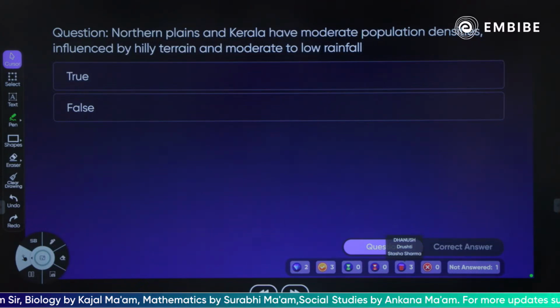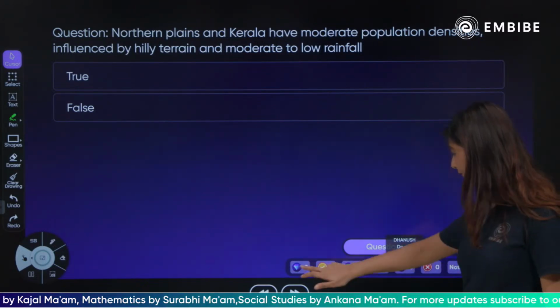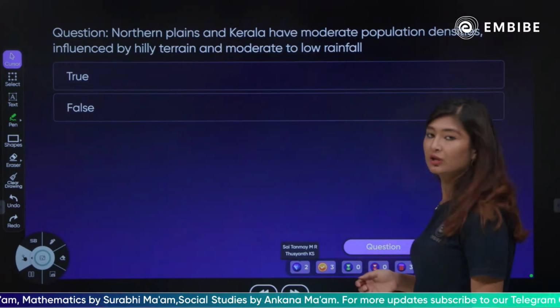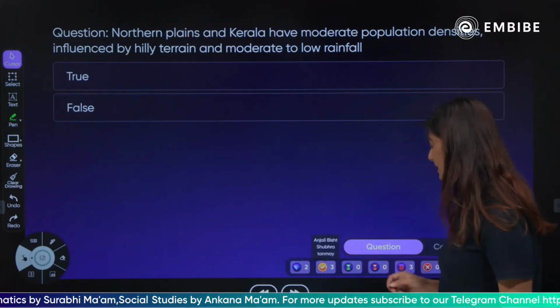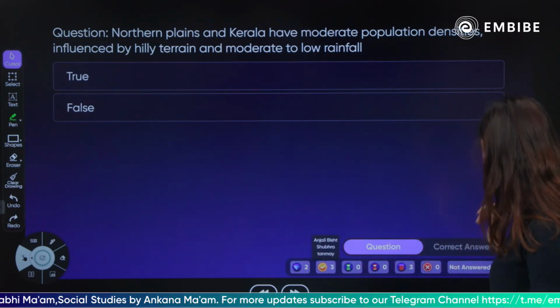Nanush, Drushti, Sasha have taken an attempt, but it seems they got confused. Sai, Tanmay and Tushant have answered absolutely correct in perfect timing. Anjali, Shubhra, Tanmay, good job, correct answer.